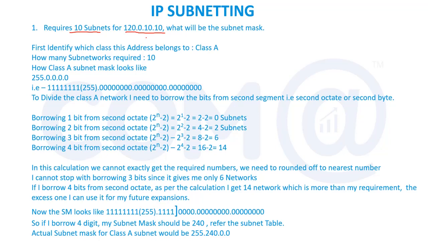Maybe I have 10 projects, and for each project I want to allocate one network address, one group of IP addresses. So let us proceed on this. Which class does it belong to? You have to remember the IP addressing classes A, B, C, whatever we have seen. So this address belongs to class A. That is the first statement we are going to make sure of.